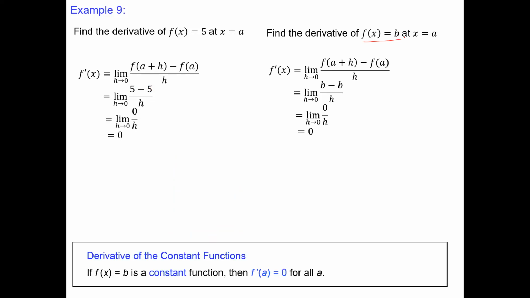Please remember, the derivative of the constant function is 0, and you don't have to go through the limit definition. I was just proving this, but that's for us. That's the proof, but this is the conclusion, and we will use it. Constant function, doesn't matter what it is, whatever the value is, the derivative is always 0, because the slope of that line is 0, and the tangent to the line is the same line.